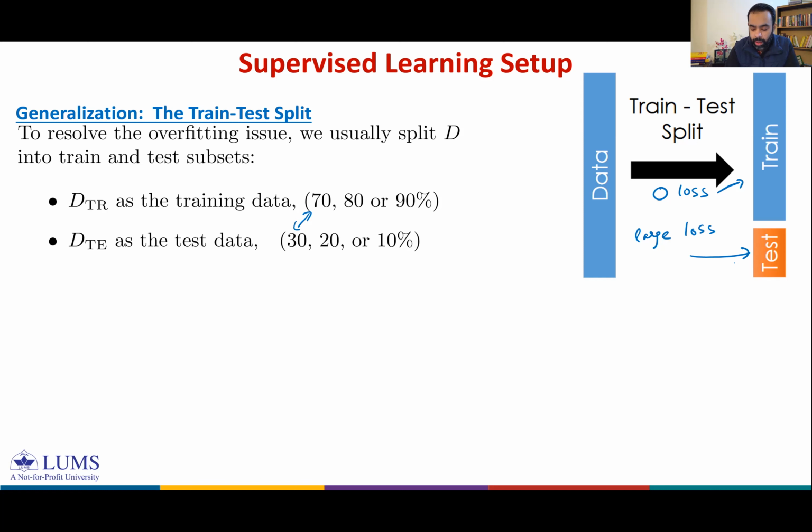But having this train test split would allow us to reject this claim that memorizer function is a good hypothesis function. It's not a good model, क्योंकि वो टेस्टिंग के ऊपर बहुत ज्यादा एरर दे रहा है. And the same is true for any bad hypothesis function.